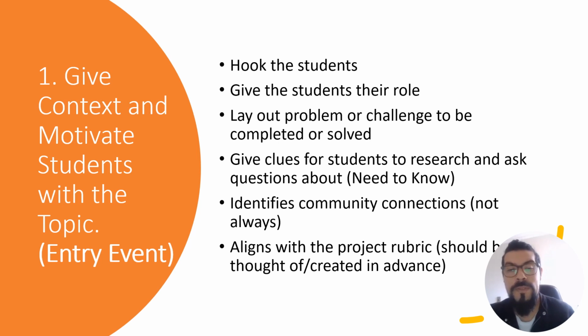Here, in this step, the teacher identifies community connection, which is not always present, but usually when you create a project, try to solve a problem, it is related to some real life situation, which might be a problem at their own school, in the classroom, in the playground, or even in the neighborhood. And it's very important that the project aligns with the project rubric. Okay, that should be thought of, created and shown in advance.